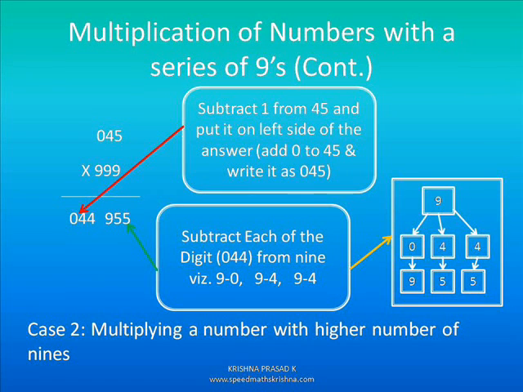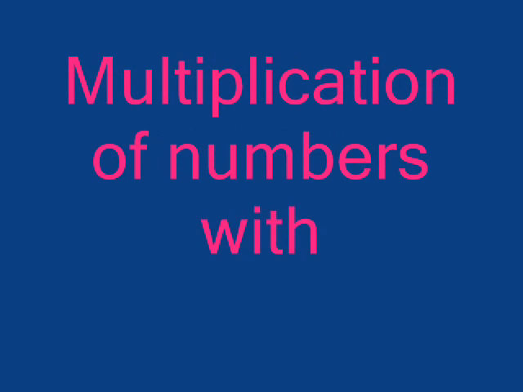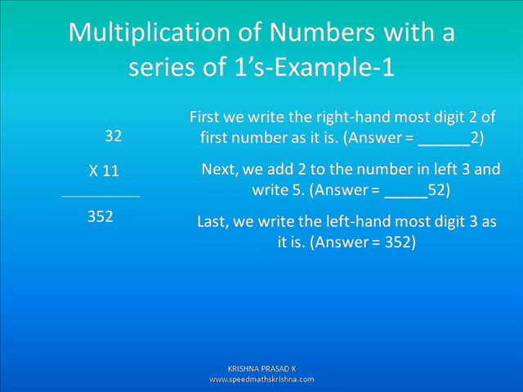Let's come to the second type of problems, that is multiplication of numbers with the series of ones. Consider 32 into 11. We know that 32 into 11 is 352. One shortcut method is to multiply 32 into 10, then add 32 again, that is 32 into 11. But instead of that method, we can use another simple method from speed mathematics. We'll see how to multiply 32 into 11.